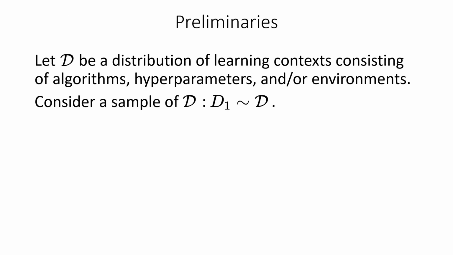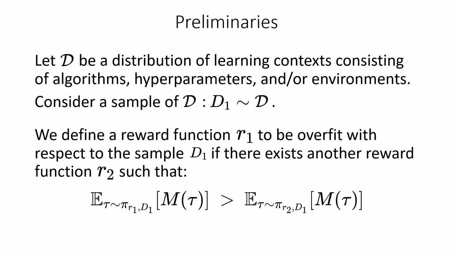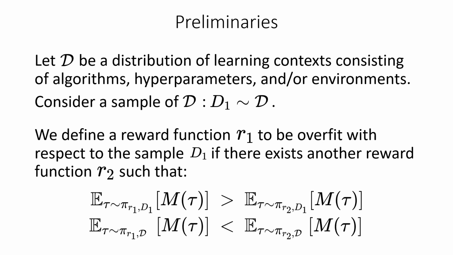Now, let D be a distribution of learning contexts consisting of algorithms, hyperparameters, and/or environments. And then consider a sample of D, D1. We define a reward function, R1, to be overfit with respect to this sample if there exists another reward function such that the expected performance of a policy learned with the first reward function, R1, and learning context sample, D1, exceeds the performance of a policy learned with the different reward function, but the expected performance of a policy learned with the first reward function is worse when considering the full distribution D.